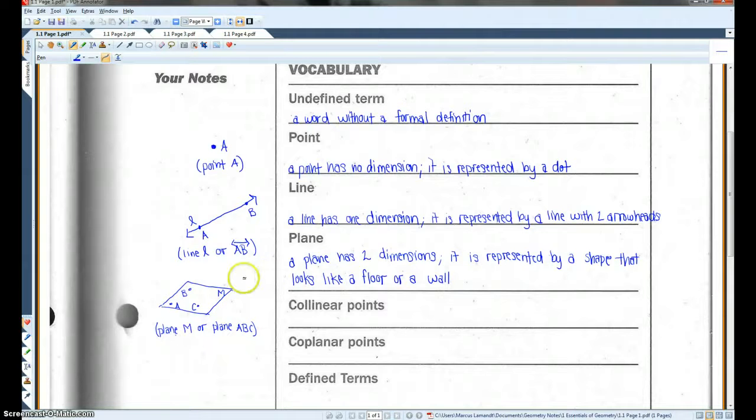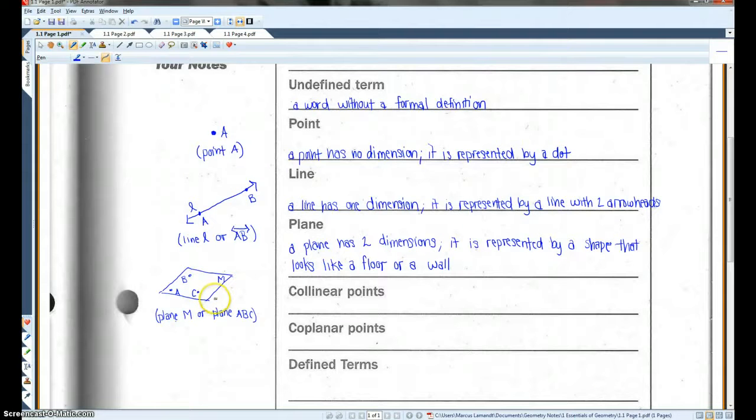Okay? Now, a plane, even though it looks like a square that's only a couple inches big, this plane is supposed to extend in all directions infinitely. So if you imagine, like in our classroom, the floor would be a plane, or a wall would be a plane if the wall continued up and up forever and ever.